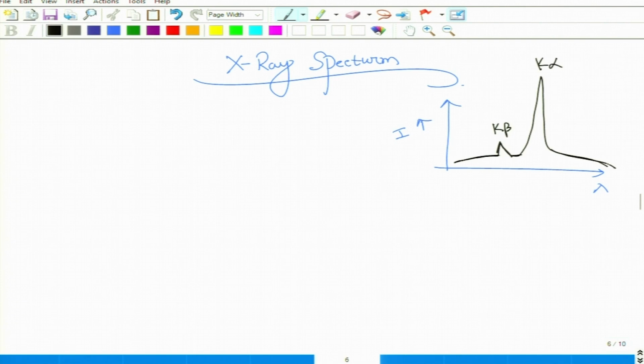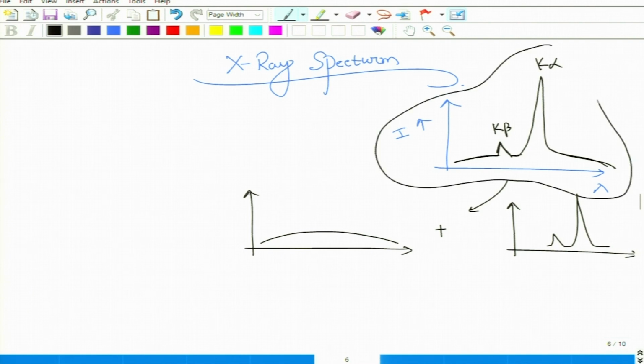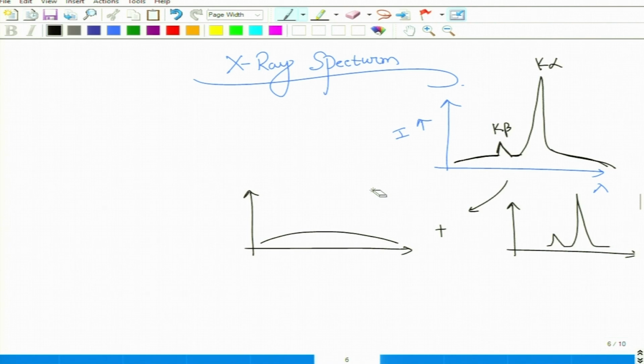So this spectrum is actually the superimposition of two different spectra. If you break it, one spectrum is like this, plus this other one. Combining these two spectra we obtain this superimposed spectrum. So this is the X-ray spectrum. Now we have to explain why this spectrum looks like this.